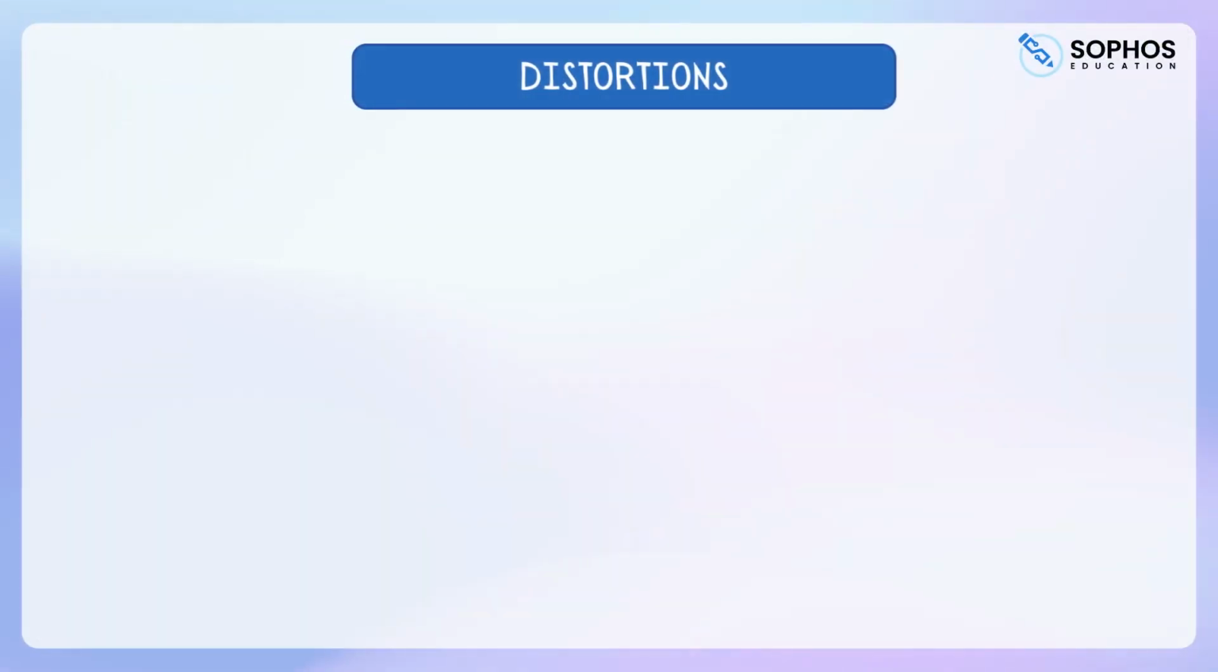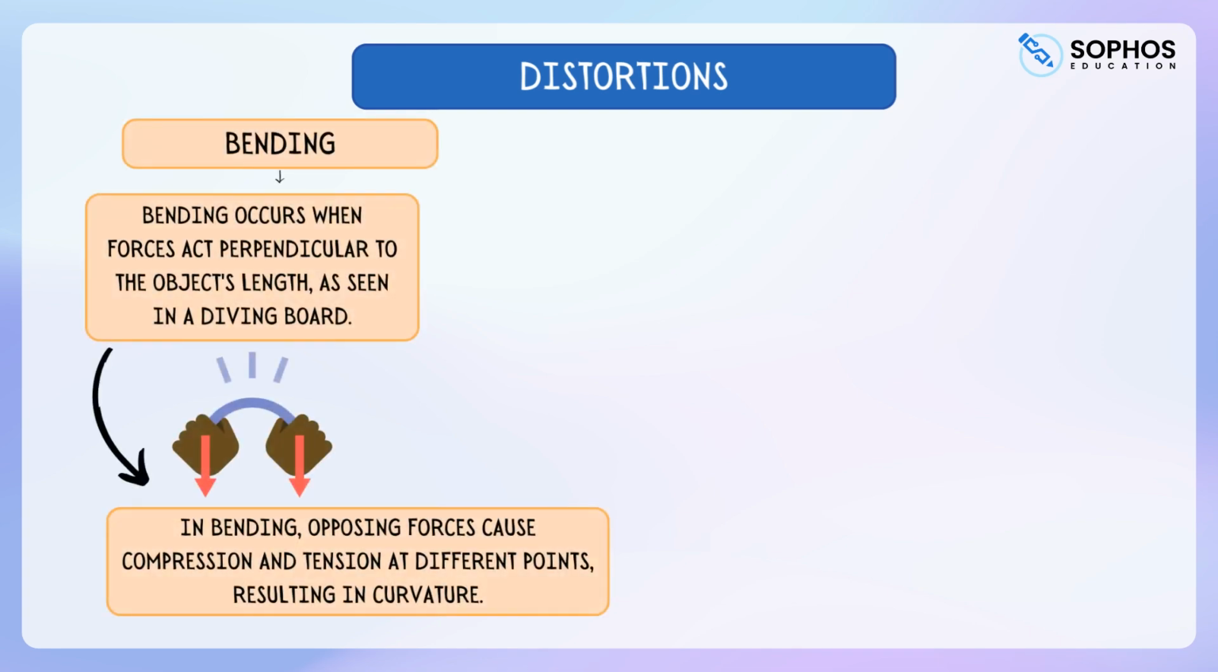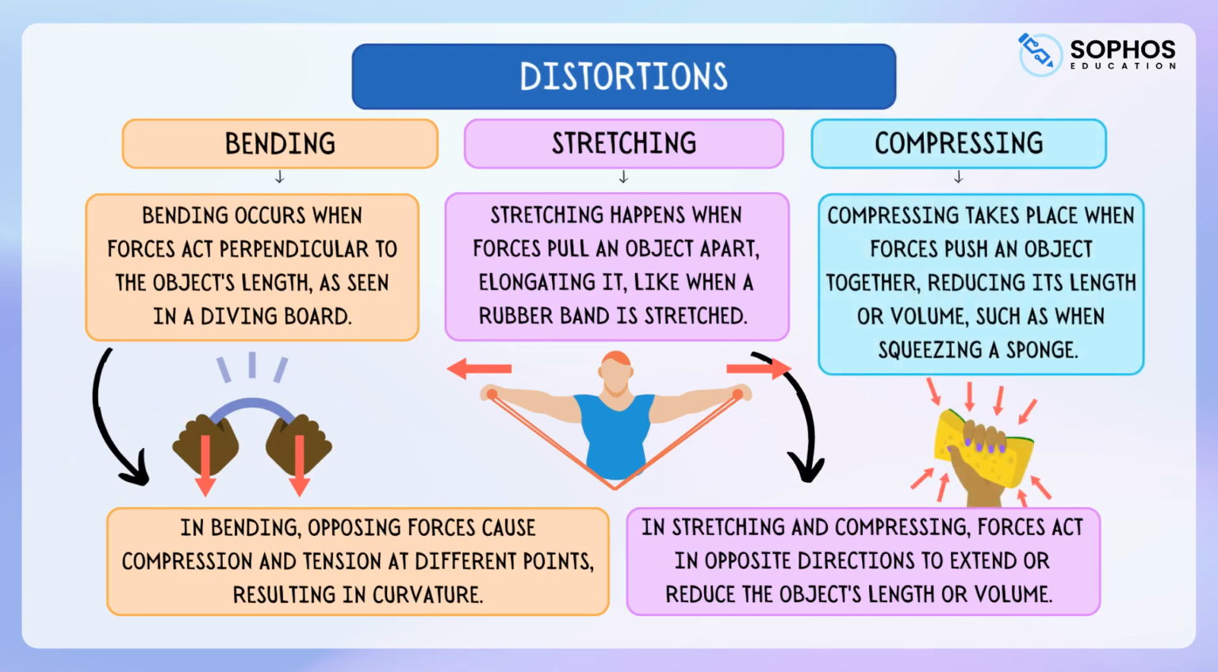In today's lesson, we examined how forces can alter an object's shape, a phenomenon known as distortion. We identified 3 main types of distortions: bending, stretching, and compressing. Bending occurs when forces act perpendicular to the object's length, as seen in a diving board. Stretching happens when forces pull an object apart, elongating it, like when a rubber band is stretched. Compressing takes place when forces push an object together, reducing its length or volume, such as when squeezing a sponge.